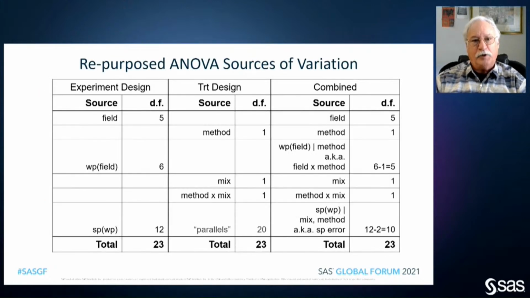Now, if we do the same repurposed analysis of variance, the sources of variation in the experiment design are the field, and the half fields are what are called whole plots, and then the divisions of those whole plots are called split plots, or I've just denoted these as SP here. The treatment design, we have methods, those are applied to the whole plots. We have mixes, those are applied to the split plots, and they take the method by mix combinations along with them. So the combined sources of variation that we need to account for, you see in the right-hand column.